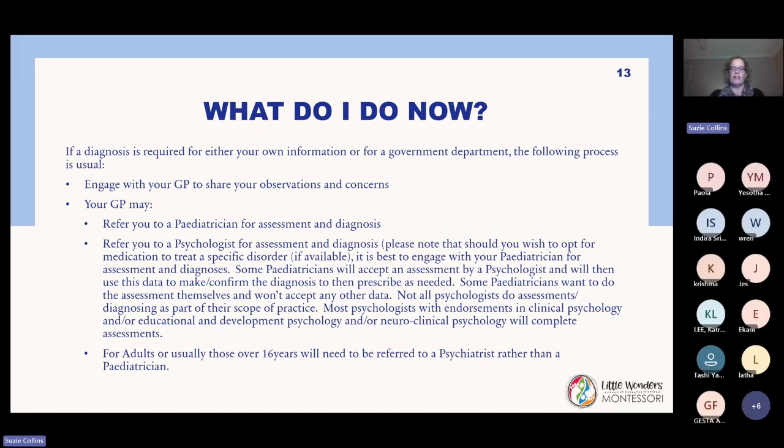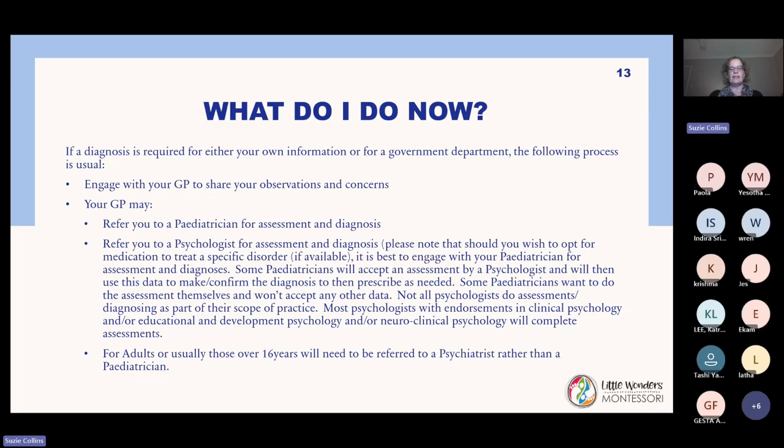If the GP then has some concerns around what that might be and wants to investigate that further, there's a few different options that can be taken. The first one is the GP can refer the child to a paediatrician for assessment and diagnosis. They may perhaps want to refer to a psychologist for the assessment and diagnosis.